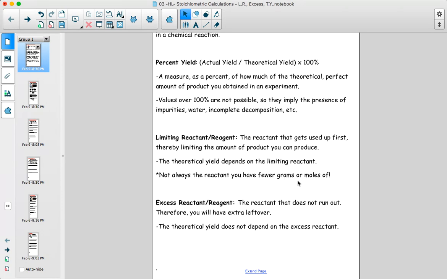Based on the mole ratio, you might have fewer moles of something, but because you use less of it in a given reaction, mole to mole by the ratio, you may run out of something else first. And the excess reactant is the reactant that you do not run out of, that you will have leftover. Occasionally you get asked to calculate how much excess reactant is left over.